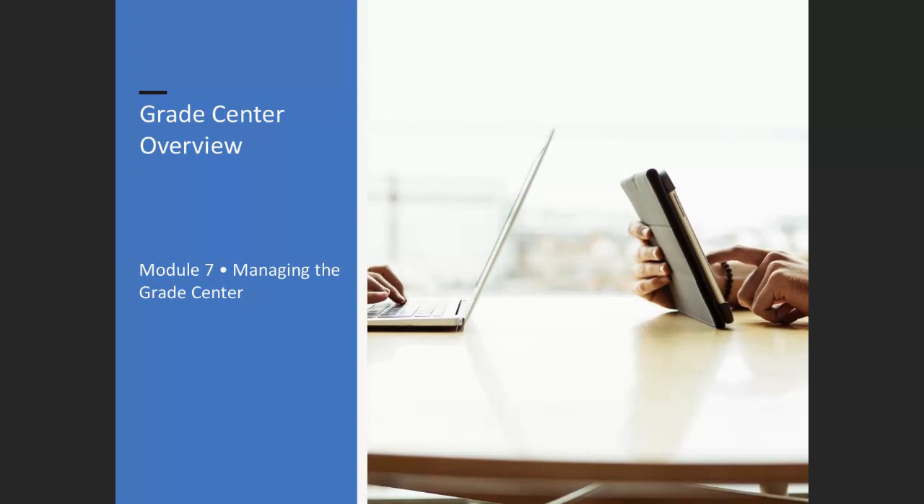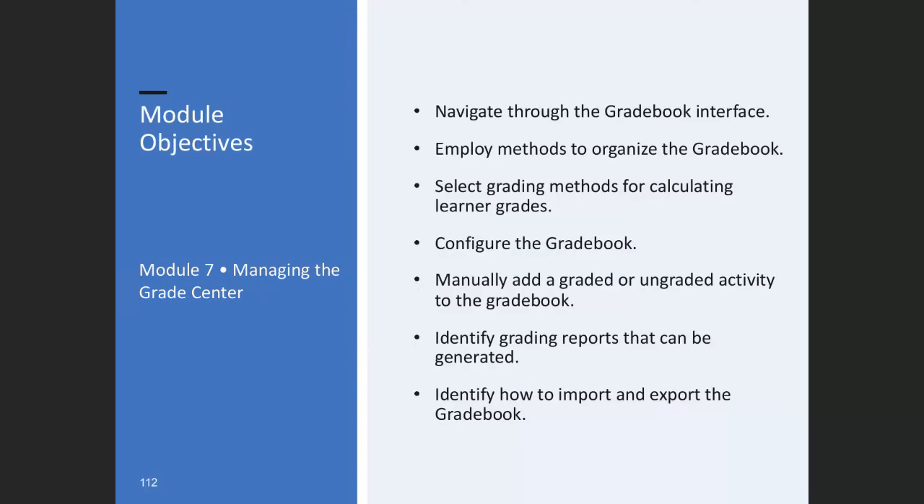So we have the grade center. The topics we are covering on the grade center: we will show you how to navigate through the grade book or the grade center interface, how we can employ methods to organize the grade book, how we can select the grading methods for calculating the learner's grade, configuring the grade book, and also how to add different columns, like manually added or ungraded activities, to the grade book, identify grade book reports that can be generated, and how we can import and export the grade book.